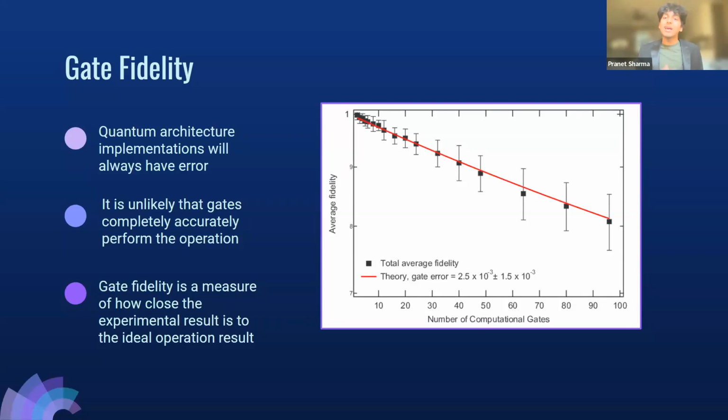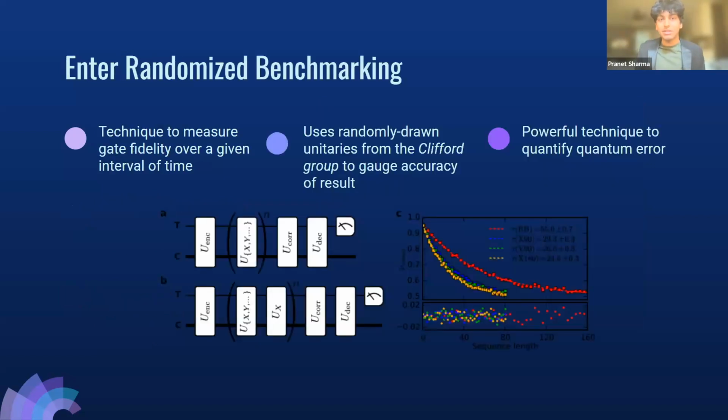So gate fidelity measures how close you are to performing how well you need to perform. Where is that margin of error? Now, there's a really cool way that we quantify gate fidelity, or quantum error in general, and this is called randomized benchmarking. It relies on this really cool technique called randomly drawing unitaries from the Clifford group.